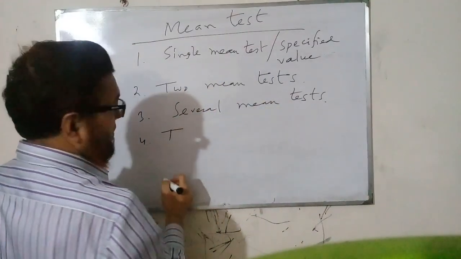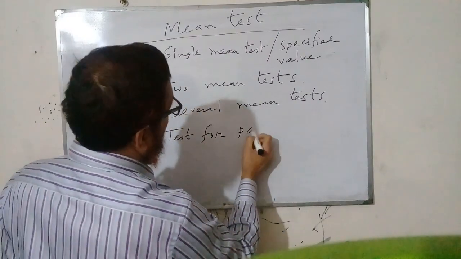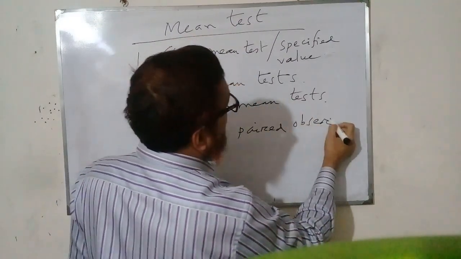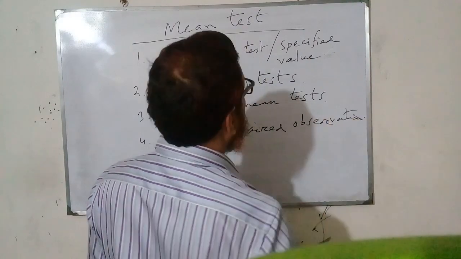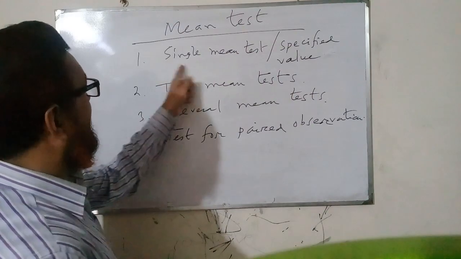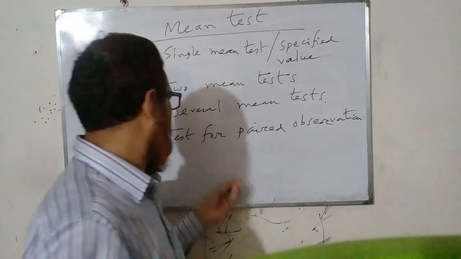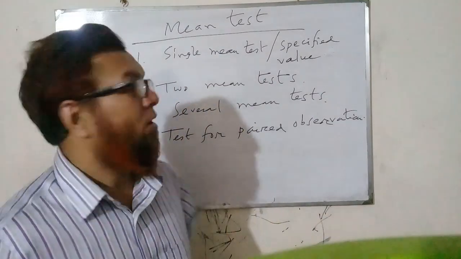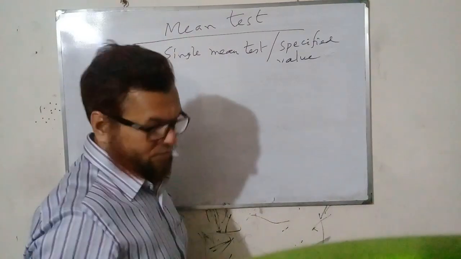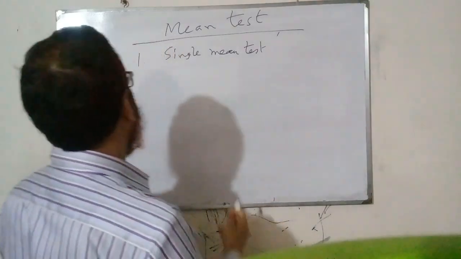Test for paired observations. So the mean tests are: single mean test or test for a specified value, two mean test, several mean test, and test for paired observations. First, the single mean test, or test for a specified value.